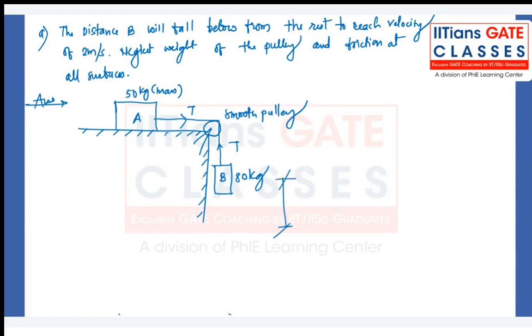Let's call the distance S, in order to achieve the velocity of 2 meters per second. First we'll solve the problem without considering friction, and in the next one we'll solve the same problem considering friction. I expect that you at least try to solve it without friction, because it will not be that difficult.